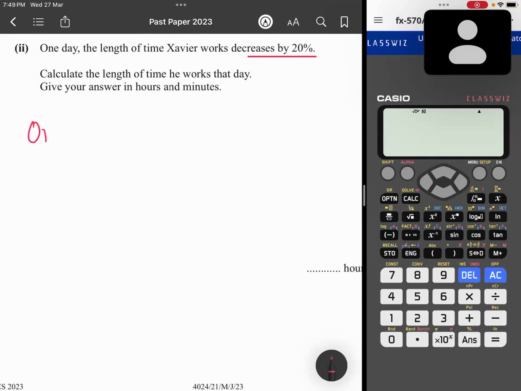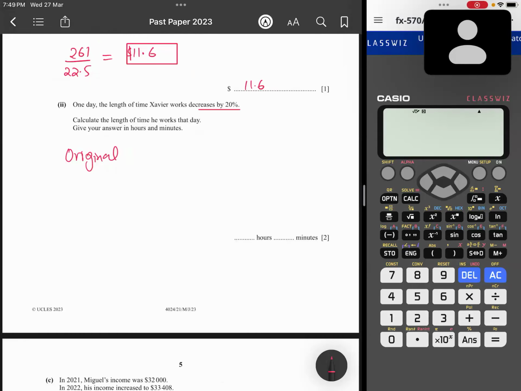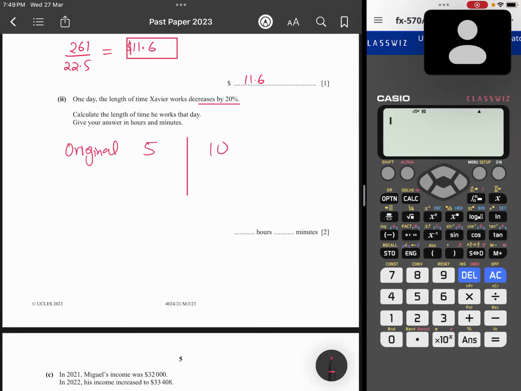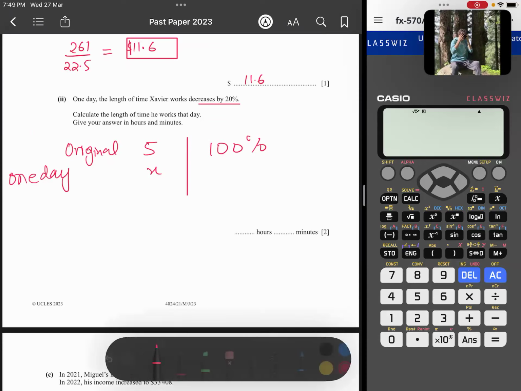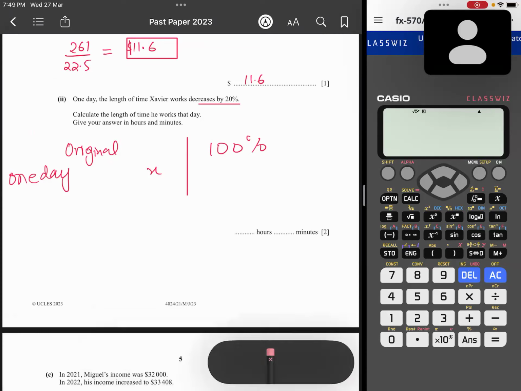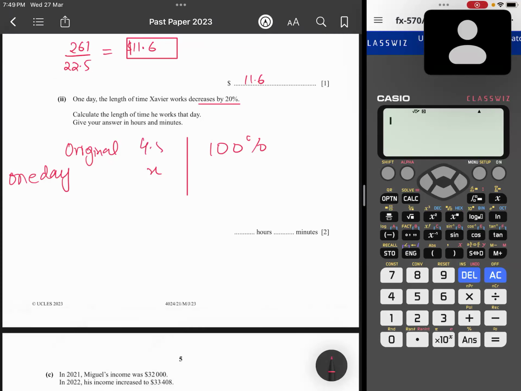Okay. So originally he is working 5 hours, which is 100%. So one day, 4 hours 30 minutes. So we write 4.5 hours, and in the end we will convert the time. So that would be decreases 20%, so that would be equals to 80%. Agree? So cross multiplication. So x is equals to 4.5 multiplied by 80%.